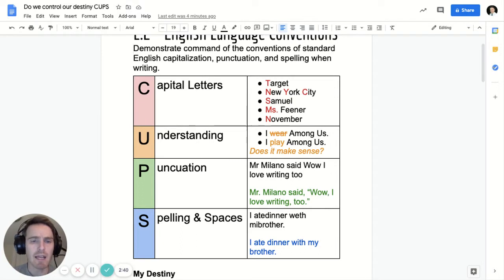And then spelling and spaces for S. All right, are there spaces between all of your words? Have you spelled the word correctly? Okay, sometimes some of us speak more than one language. Are you using the correct spelling of the word in English? Okay, so we'll go over some of that.